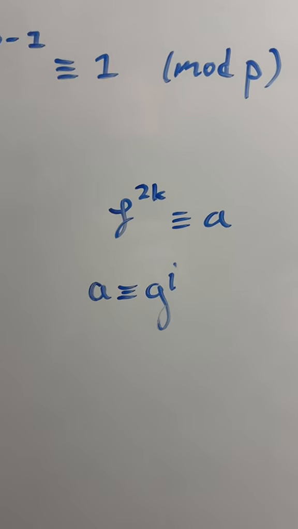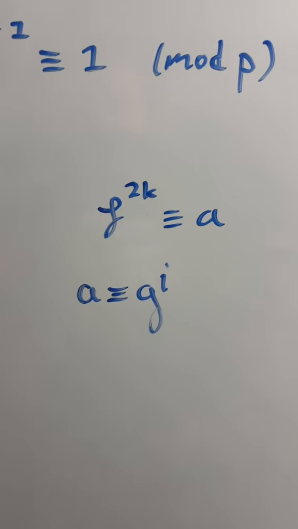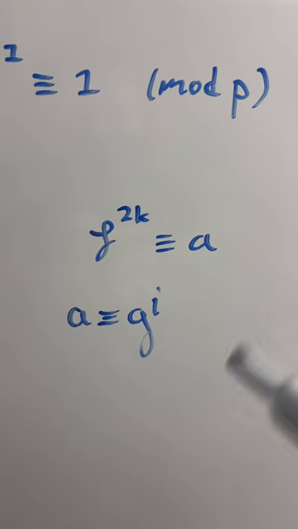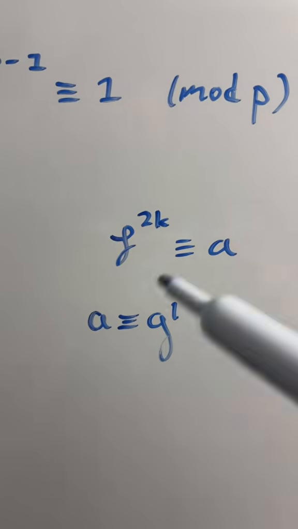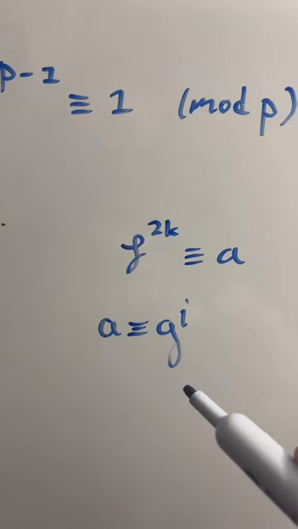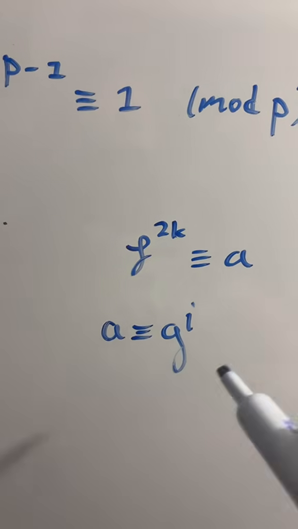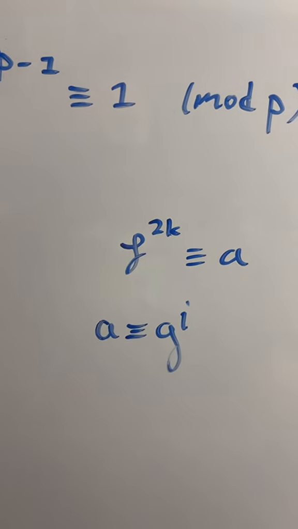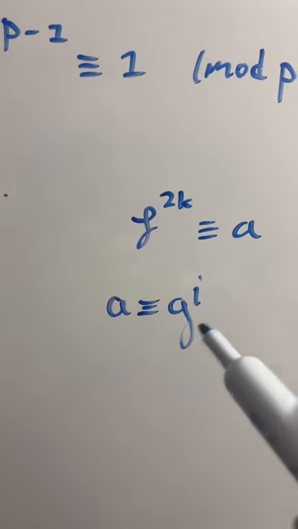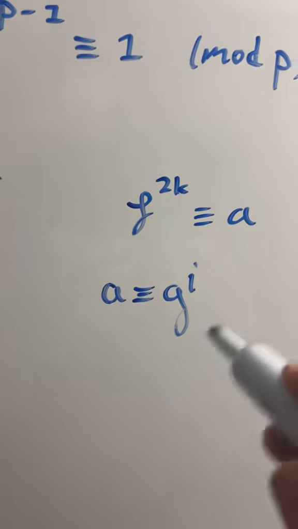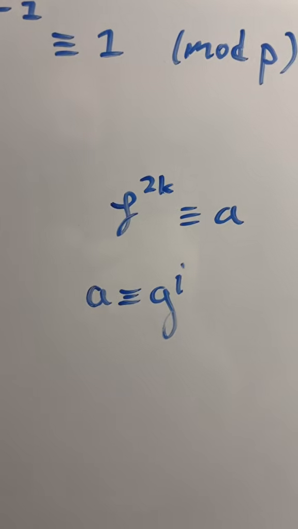And you may be thinking, well, a could be congruent to g to the i, but what if I found some other primitive root f such that it's an even power to get a? But remember, f is just some power of g, so if f raised to some even power gets us a, g to some even power gets us a as well. So if the only way to generate a is by taking g to an odd power, it doesn't matter which primitive root we used, it means that a can't be a quadratic residue.